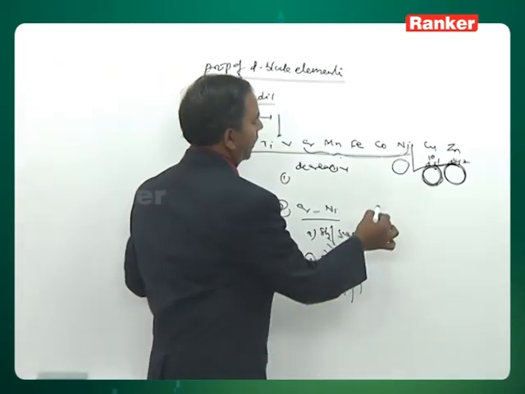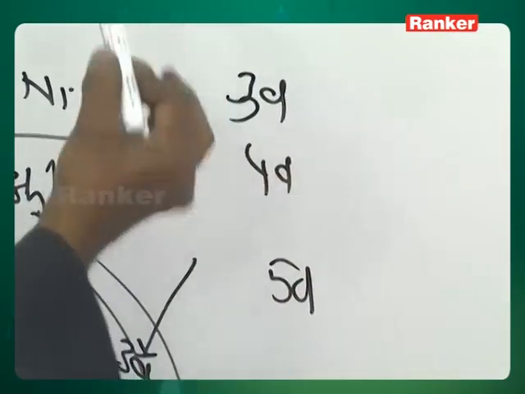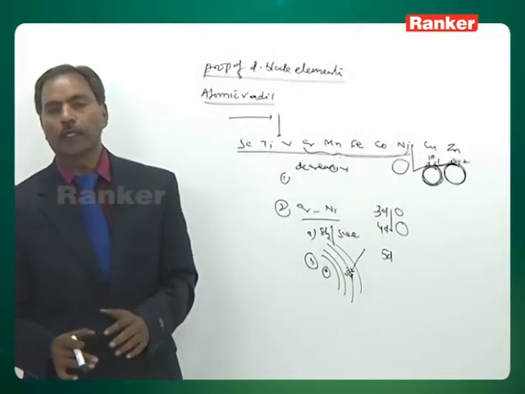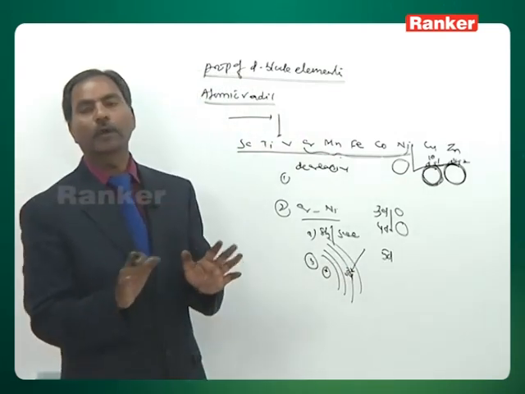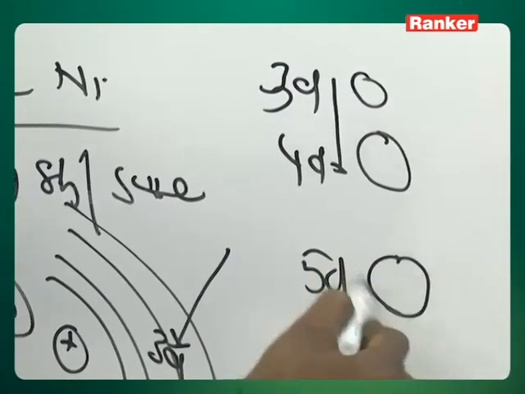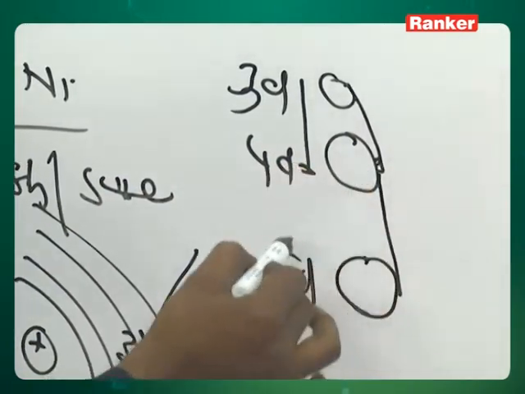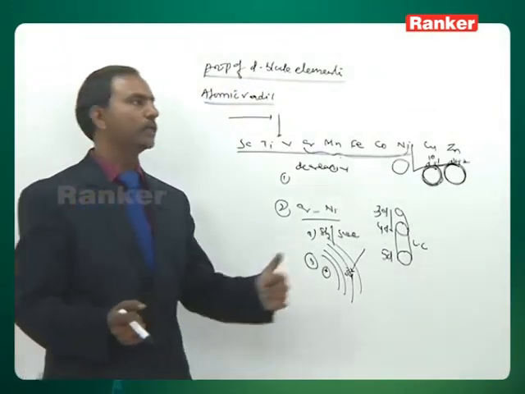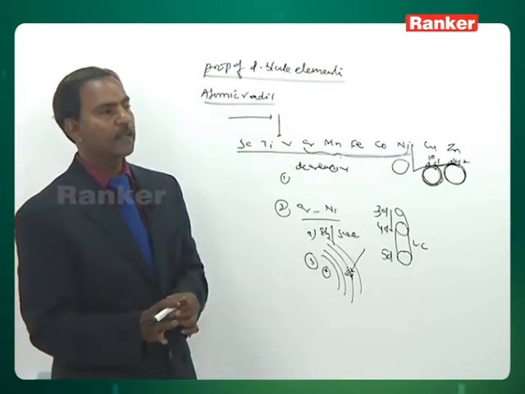Next, consider the 3D series to the 4D series, and the 4D series to the 5D series. From 3D to 4D, the atomic size has to increase. Yes, it is increasing. But from 4D to 5D, the atomic size has to increase, but it is not increasing. It is decreasing or remaining more or less the same. This is due to lanthanide contraction. The 4D and 5D elements have more or less the same sizes.